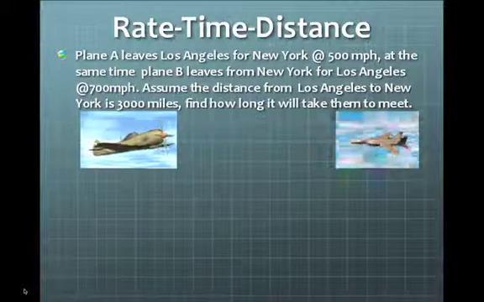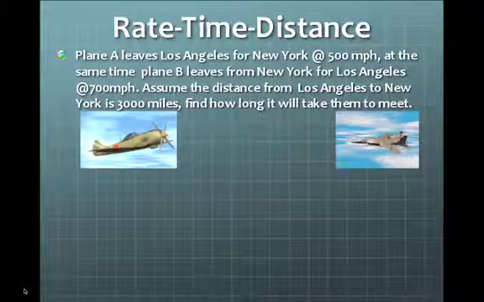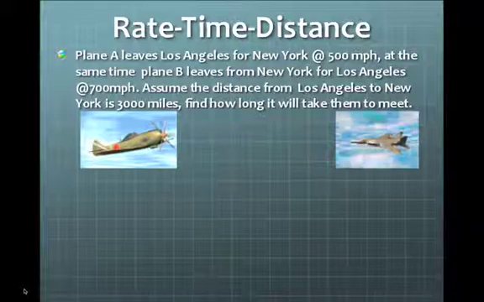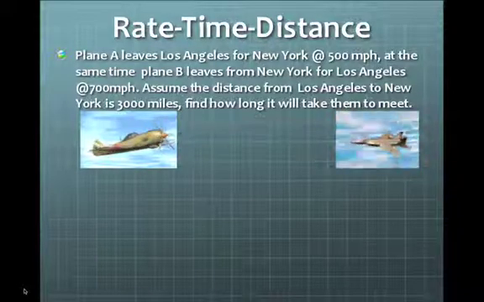Plane A leaves Los Angeles for New York at 500 miles per hour. At the same time, plane B leaves from New York for Los Angeles at 700 miles per hour. Assume the distance from Los Angeles to New York is 3,000 miles. Find how long it will take them to meet. Okay, so let's solve this.